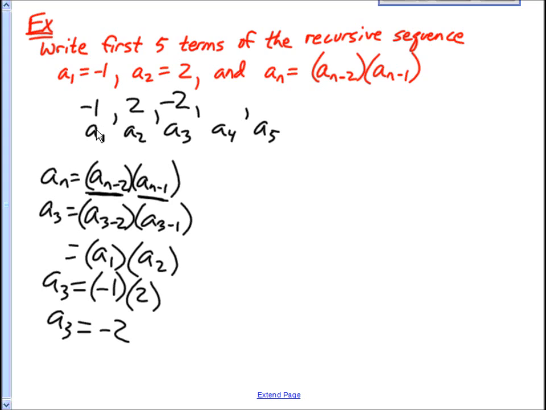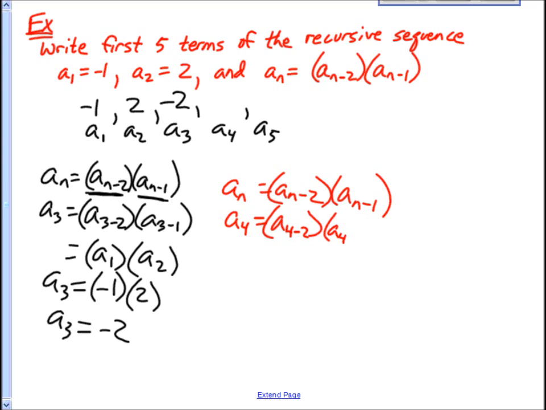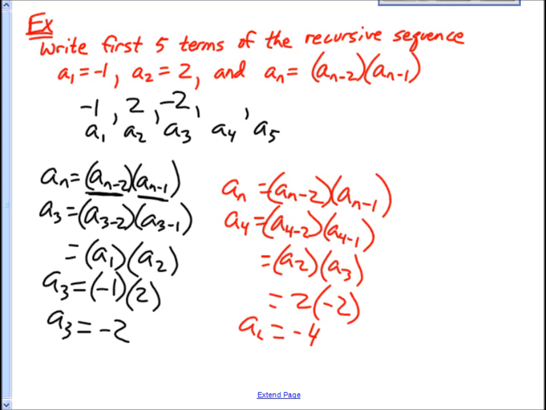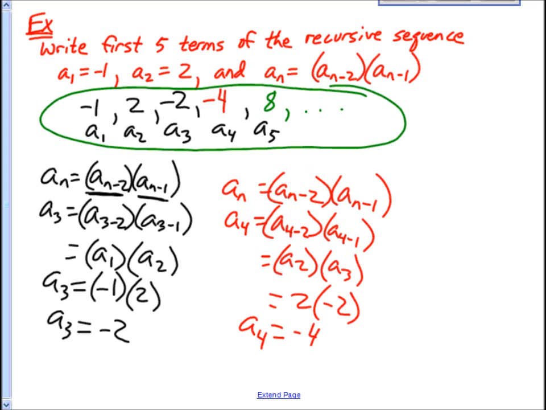So the fourth term, according to the rule, would be the second term times the third term, right? Well, the second term is 2, third term is -2. We just found that third term, so -4. So the fourth term is -4. And of course, what would the fifth term be? The fifth term would be the third times the fourth. So -2 times -4 is 8, right? So there's our first 5 terms for that recursive rule.